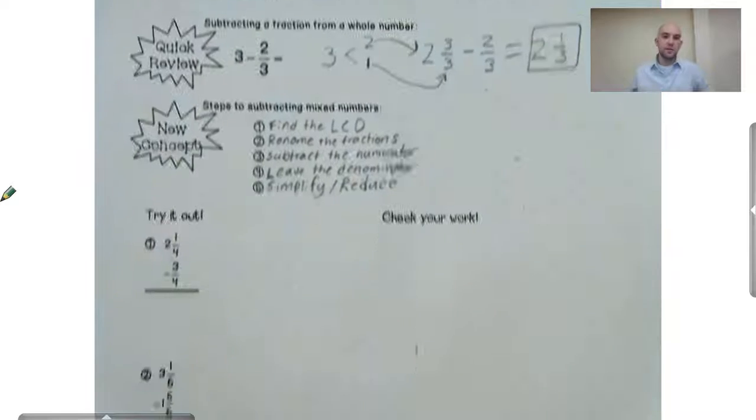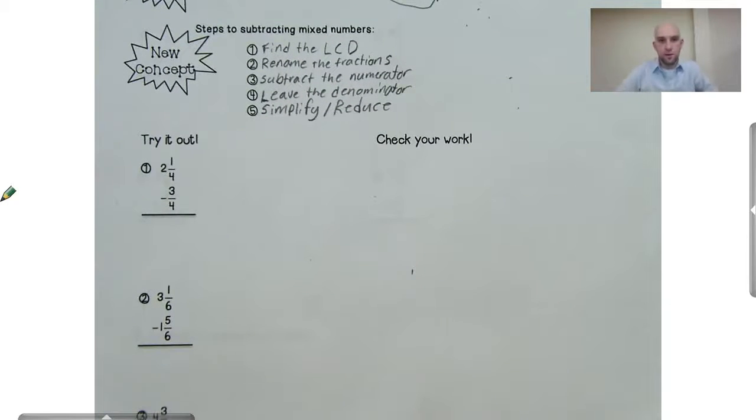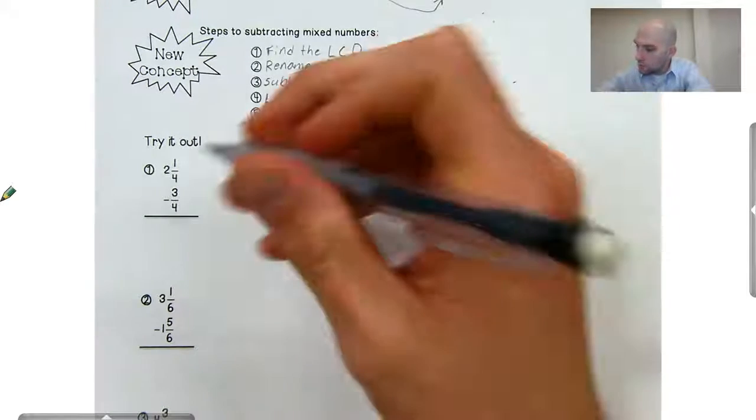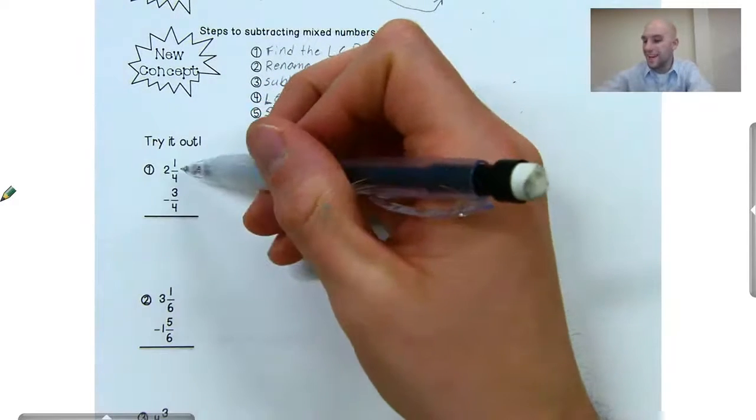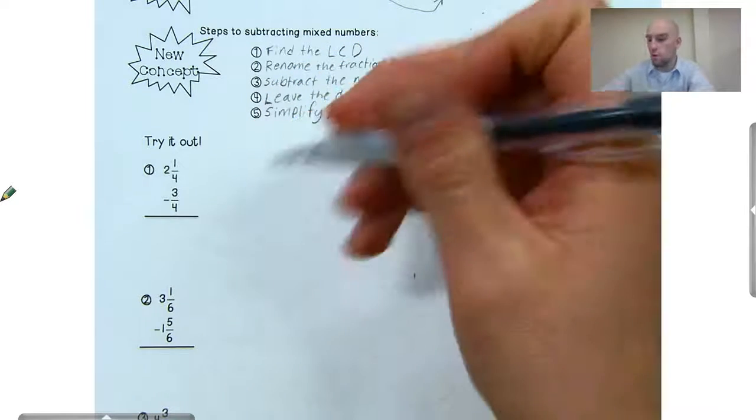All right, so let's try it out. We have 2 1/4 minus 3/4. Well, I don't need to find the lowest common denominator because both fractions have the same denominator. So I have 2 1/4 minus 3/4. I can't subtract 3/4 from 1/4, so I'll need to borrow from my whole number.